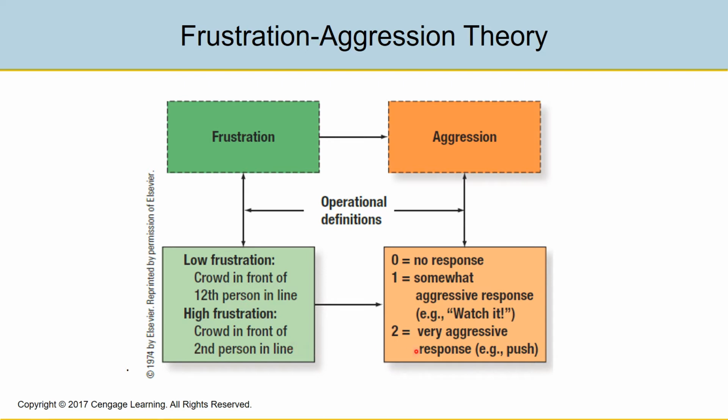And indeed, the results of this study show that in the high frustration condition, naive participants are likely to show more aggression, whereas in the low frustration condition, they tend to show lower levels of aggression. So what was achieved in this experiment was manipulation of the theoretical stimulus with the independent variable, and then the theoretical response was measured with the dependent variable. So that's how it maps out.